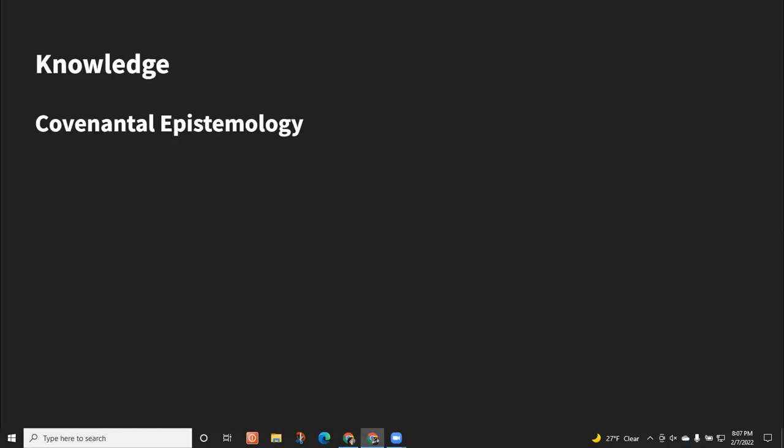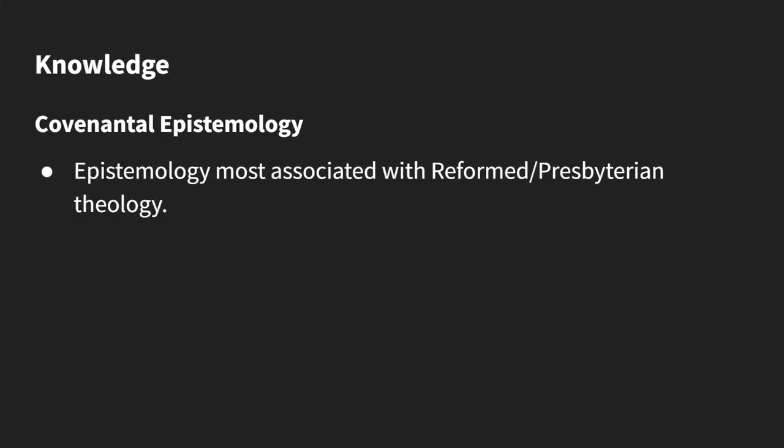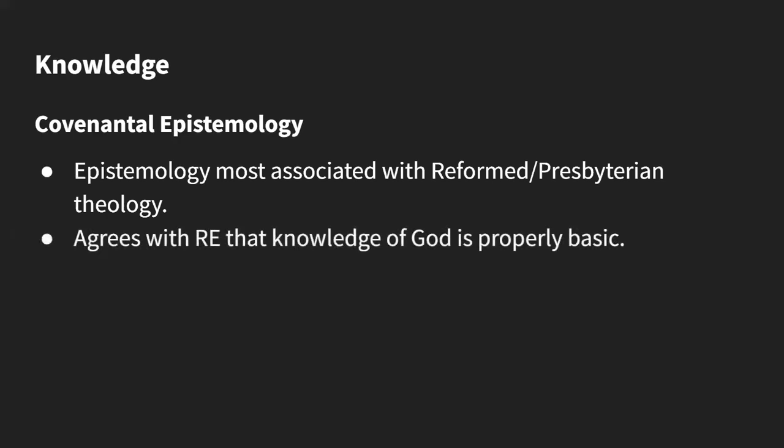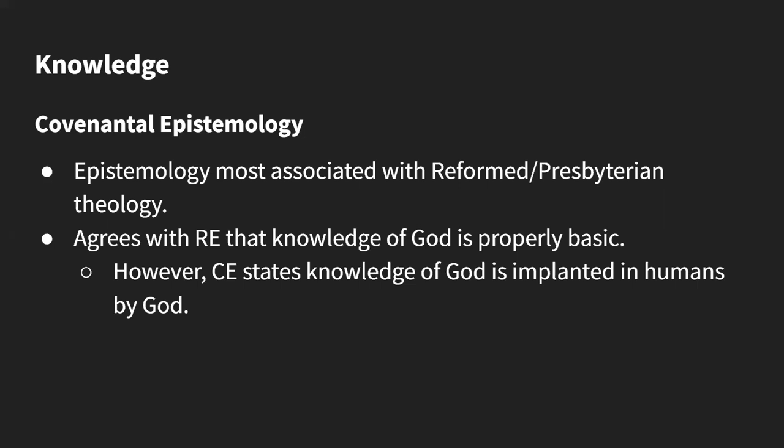I don't necessarily buy into covenantal epistemology, but it is an option. It's the epistemology most associated with Reformed or Presbyterian theology. It agrees with Reformed epistemology that knowledge of God is properly basic. So we don't need to provide evidence for the existence of God. Belief in the existence of God is properly basic, and we are justified in believing in God without evidence. It agrees with Reformed epistemology there. However, covenantal epistemology states that knowledge of God is implanted in humans by God. And so it's a little different.